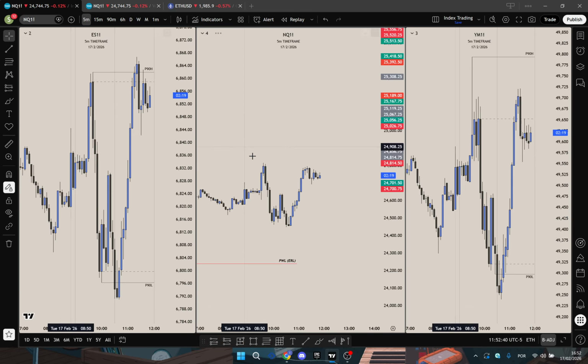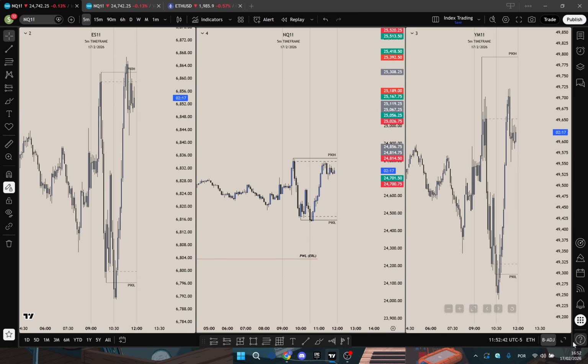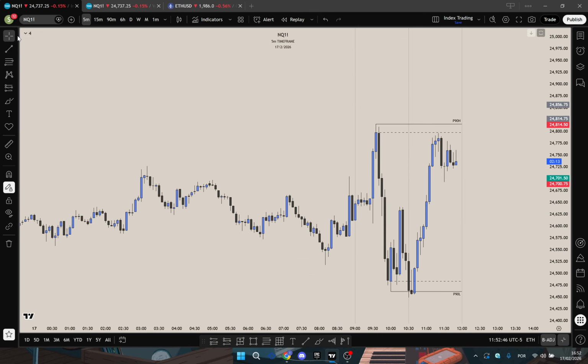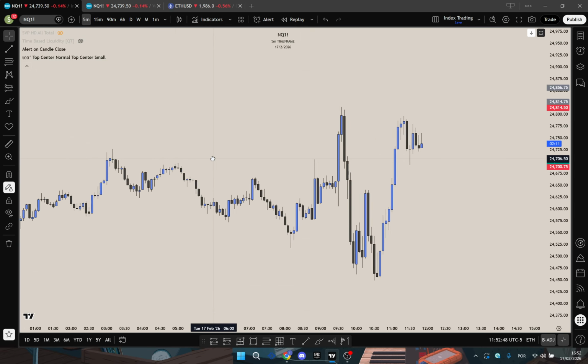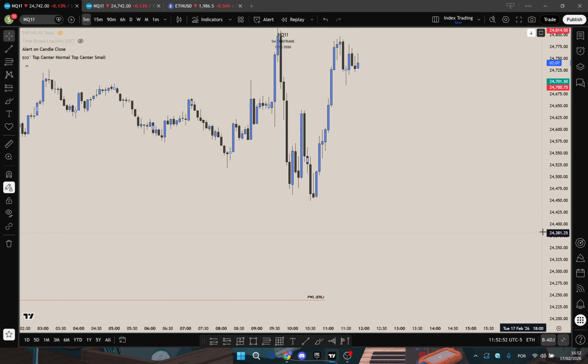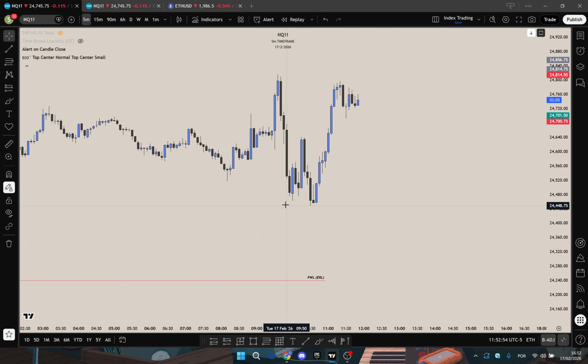If we look here, nothing really happened. Price went up, displaced lower. I thought it was going to go to that previous weekly low target, but now it's just chopping and going back in the range. So overall, a good day to stay out.